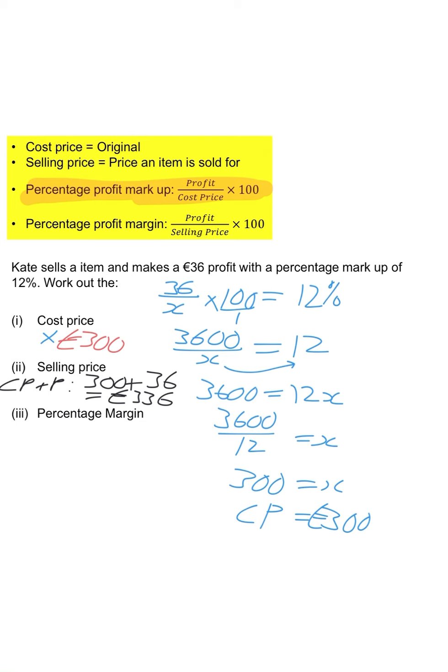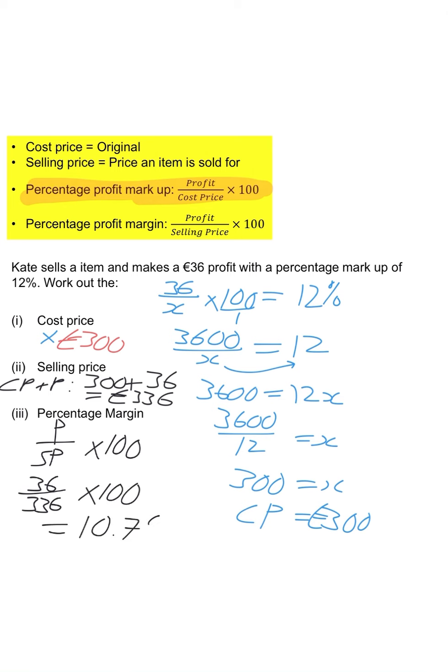Now for our percentage margin, that is the profit over the selling price times 100. And our profit is 36 euro over the selling price of 336 euro times 100 now. And that equals 10.7%.